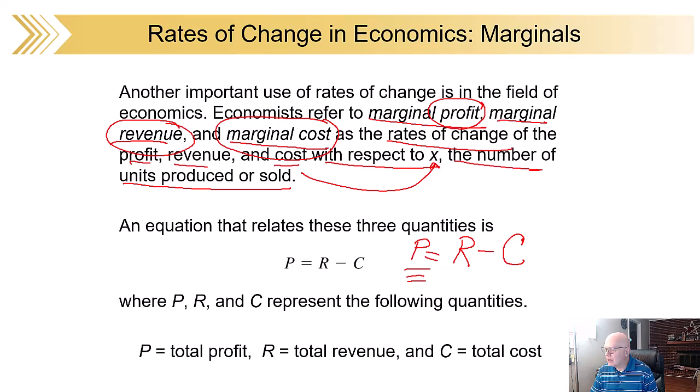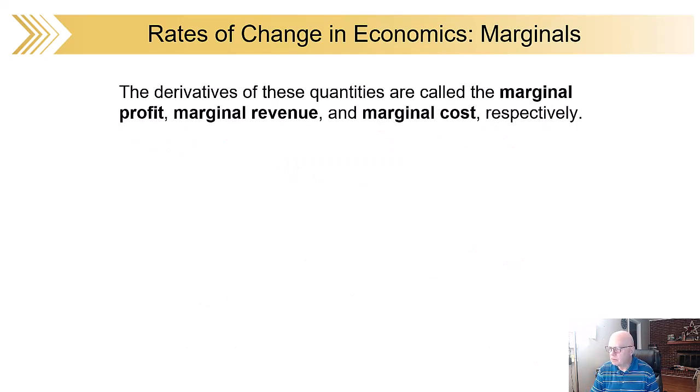Also remember that the P, R, and C, profit, revenue, and cost, refer to total profit, total revenue, and total cost. It might be obvious, but if not, keep that in mind. The derivatives of those, so you're starting with P equals R minus C, profit equals revenue minus cost.